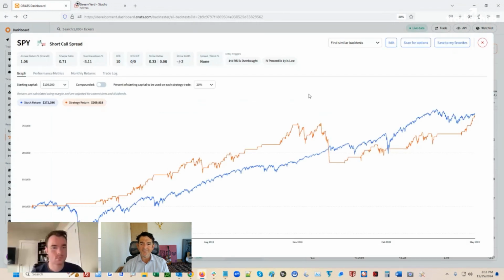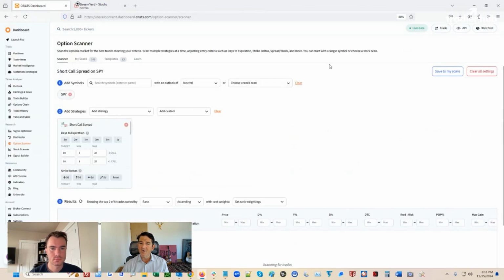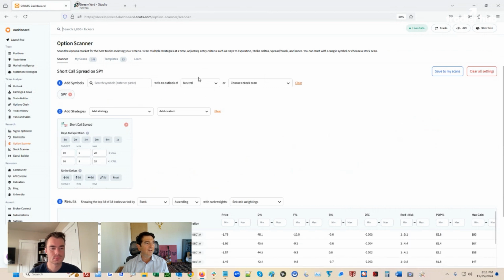So I'm going to go back to it. And really, one of the purposes of this presentation is to show how easy it is to go from first of all, you would save this backtest to your favorites. So this will go in your list, but then you can scan for options. This is the neat thing that makes the whole workflow go well. It automatically loads the symbols. You can put in other symbols if you want. It loads the short call spread.